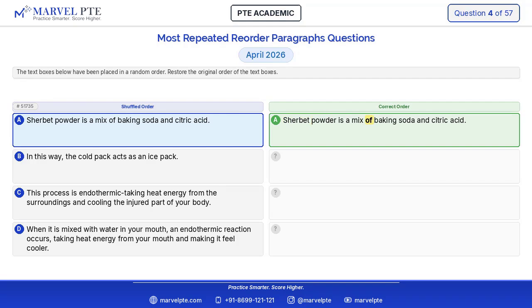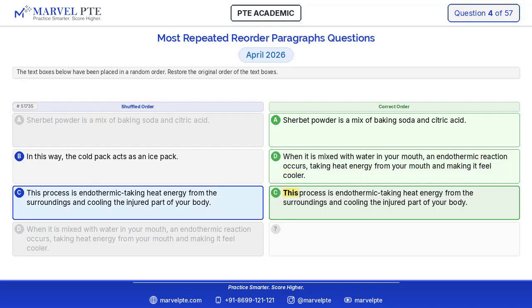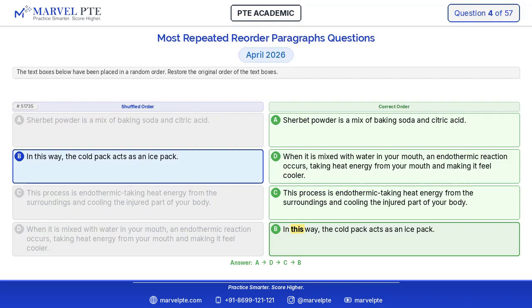Sherbet powder is a mix of baking soda and citric acid. When it is mixed with water in your mouth, an endothermic reaction occurs, taking heat energy from your mouth and making it feel cooler. This process is endothermic, taking heat energy from the surroundings and cooling the injured part of your body. In this way, the cold pack acts as an ice pack.